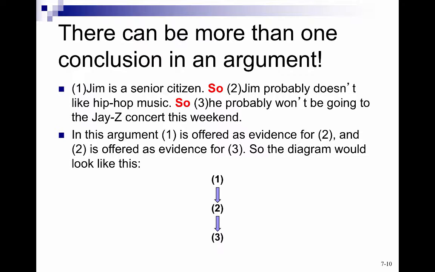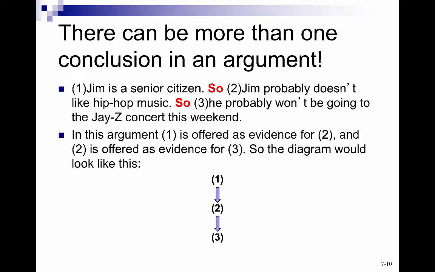Sometimes, in an argument, there's more than one conclusion. Here's an example. Jim is a senior citizen, so Jim probably doesn't like hip-hop music, so he probably won't be going to the Jay-Z concert this weekend. In this argument, there are 2 so's. Those are conclusion indicators, and 3 statements.